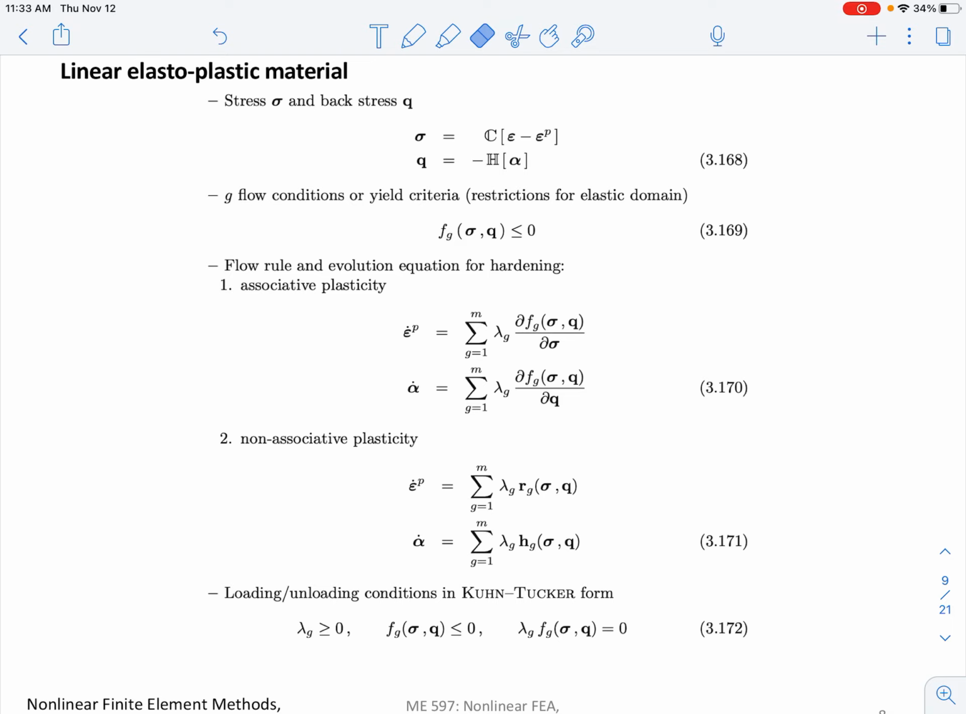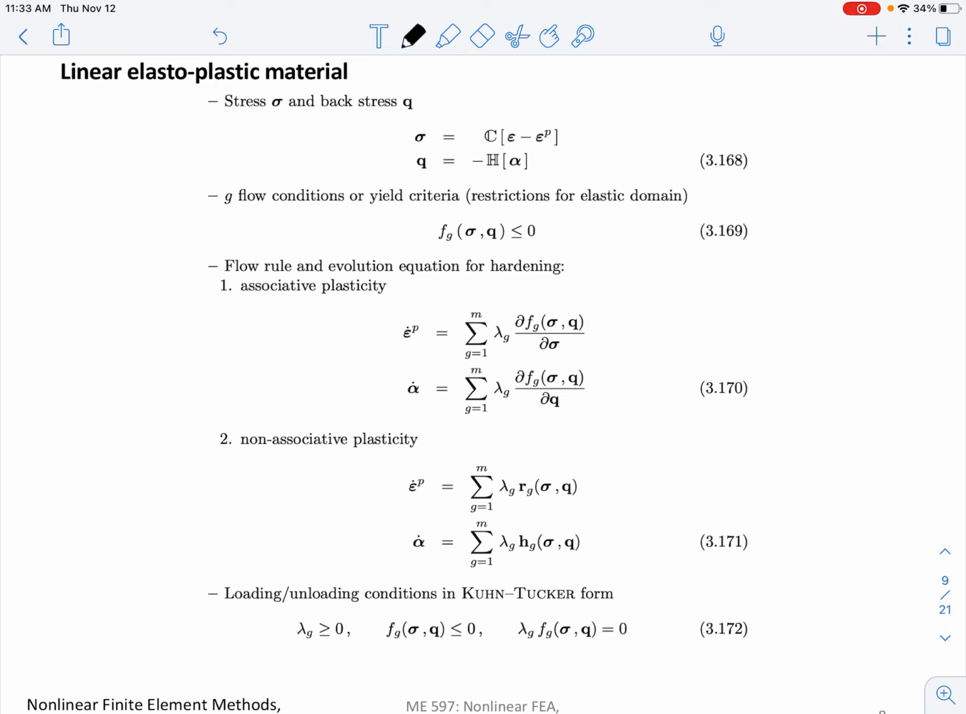strains. Again, note that the stresses can be evaluated once you know the elastic part of the strains. You could evaluate the stresses, so that's okay. Now, how is this complicated? And this is linear, right? But how is this complicated when you add plasticity?